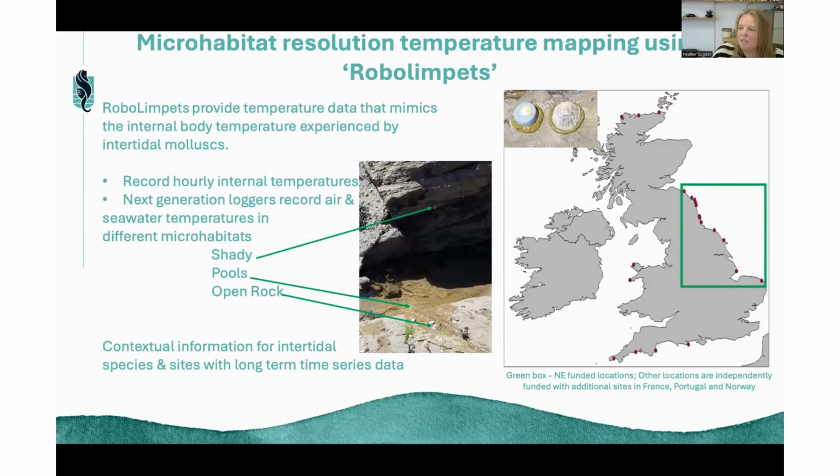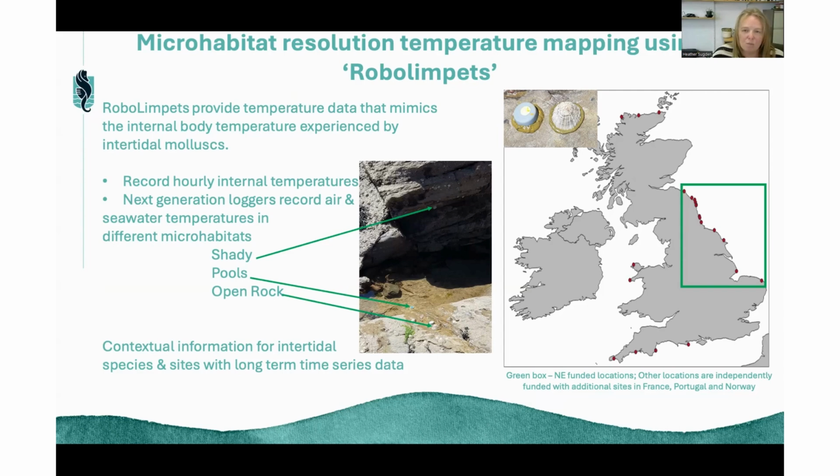And so one of the things that we wanted to build into this was actually looking at those microhabitats and those niches in the real world and in the environment and on the shore. And so we started to deploy what are called robo-limpets. And a colleague of ours in Portugal, Fernando Lima, developed these robo-limpets. And these provide temperature data that mimics the internal body temperature of intertidal mollusks.